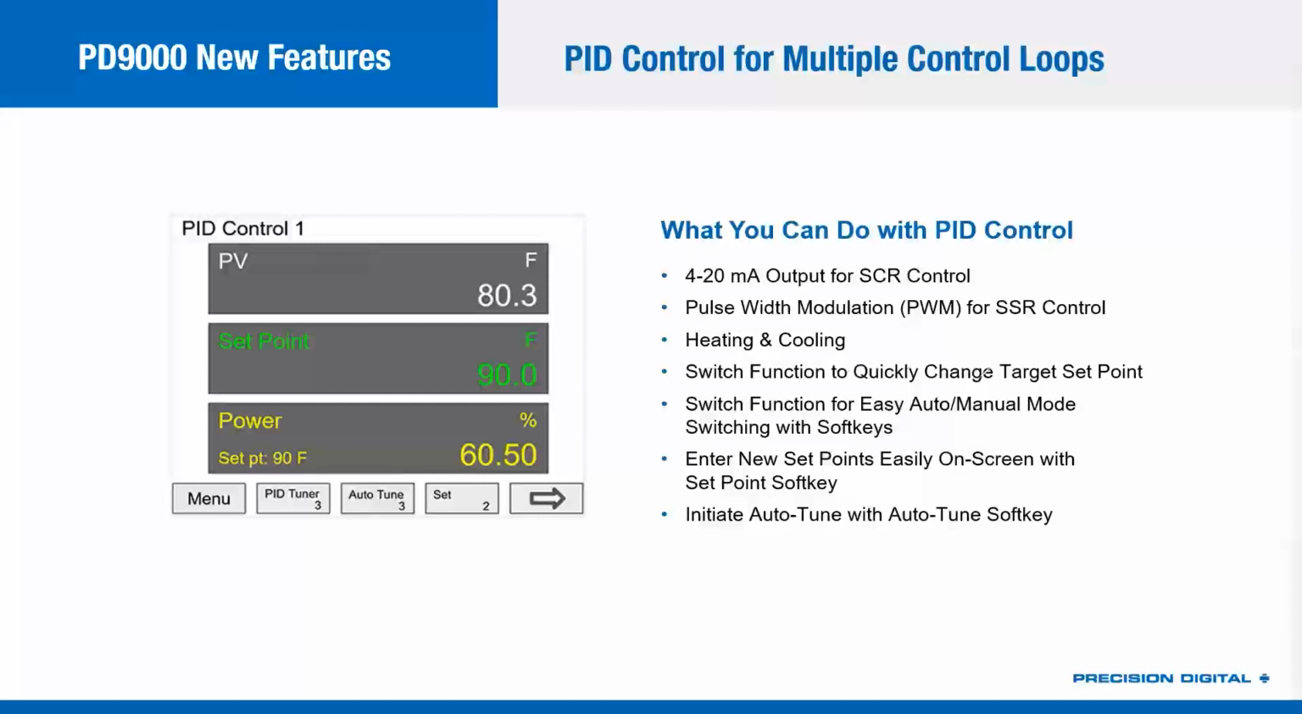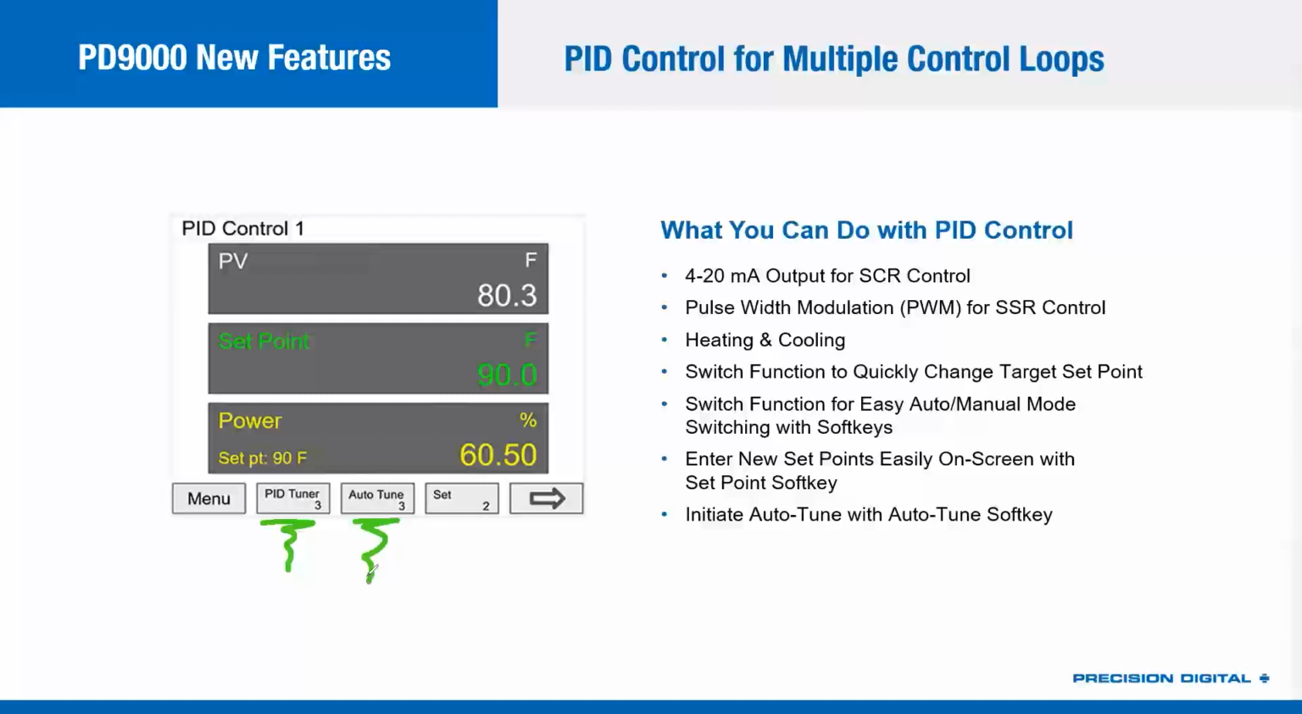And thanks to the switch functions, you can very quickly change between specific preset target set points. You can easily switch between auto and manual control, and you can punch in new set points easily thanks to our soft keys. In fact, that's what we're doing here on the left. We've got this screen set up with what we call PID Tuner, which swaps me into manual mode, so I can manually drive it up or down a little bit if I want to make adjustments.